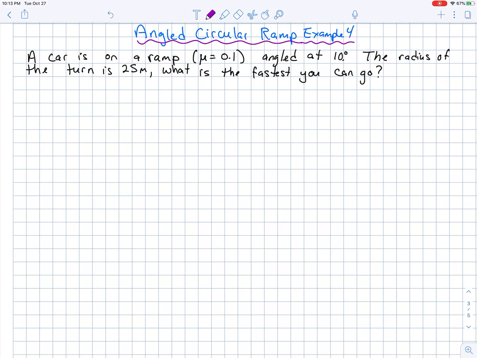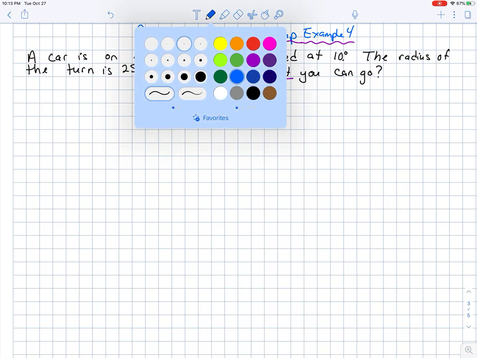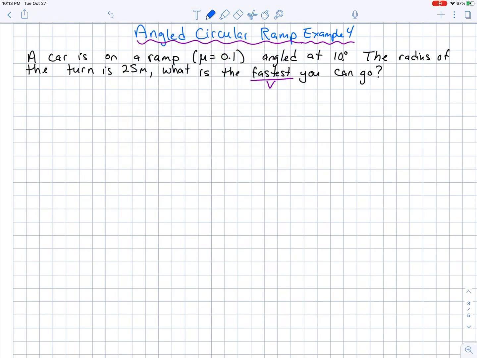So this fourth example is very similar to the third example, however we introduced some friction. So the car's on a ramp with a coefficient of friction of 0.1, still angled at 10 degrees, still has a radius of 25 meters for that turn, and we want to know what's the fastest we can go. So fastest right here implies we're looking for a velocity, and the reason we say fastest versus slowest is because we need to figure out which way the friction is going.